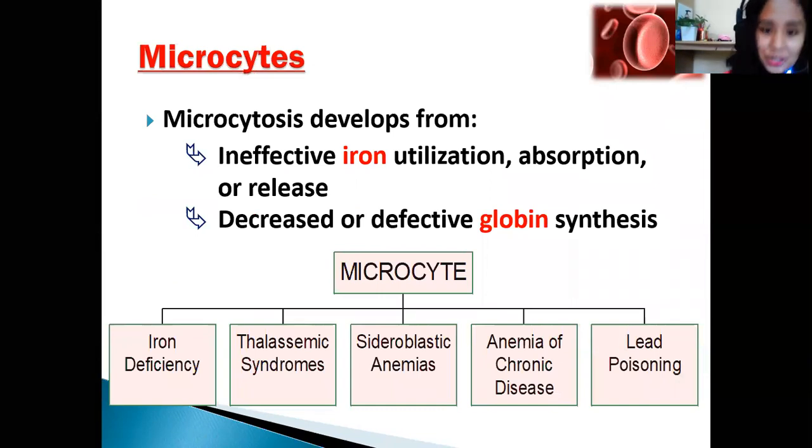So, microcytes na tayo, class. Don't forget this, okay? Microcytes, number 1, it's due to ineffective iron utilization, just like what I mentioned. Either your iron is affected, or also protoporphyrin, or globin synthesis. So microcytes, it's ineffective iron utilization. There's something wrong with iron, there's a defect in globin, and there's something wrong with protoporphyrin.